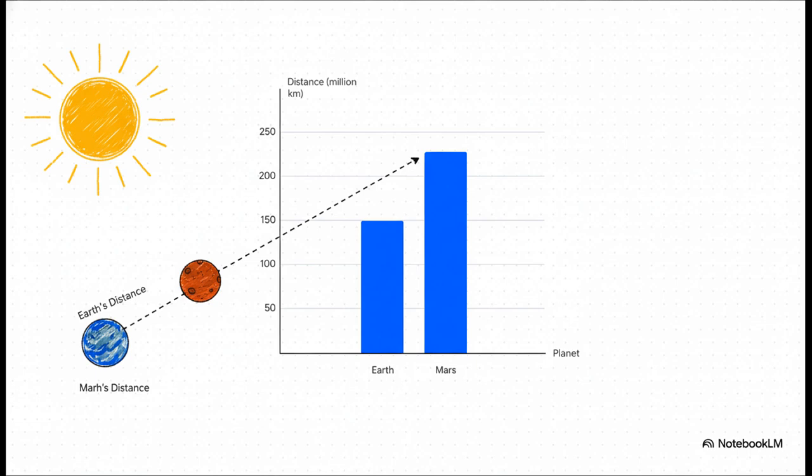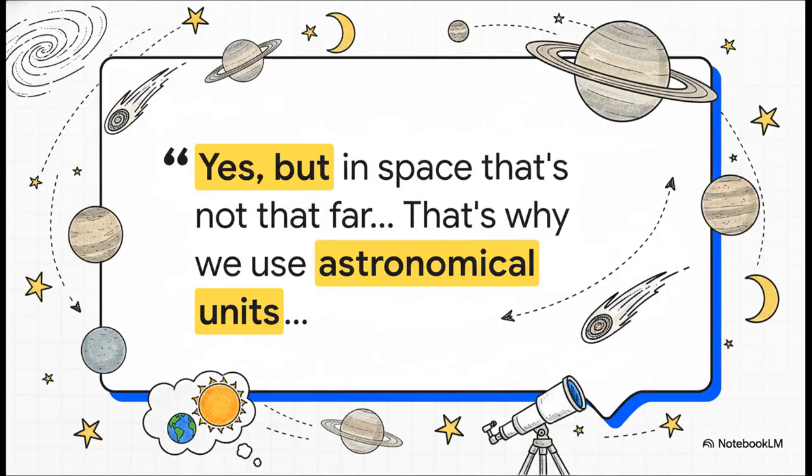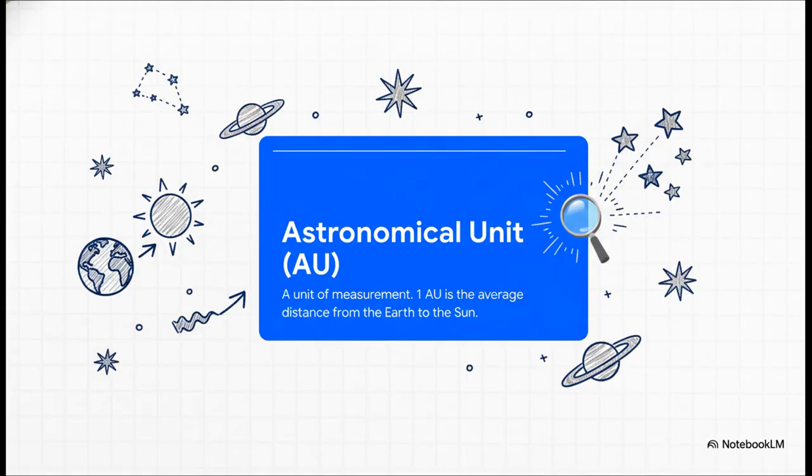See? The chart clearly shows Mars is way further from the sun. But wait, the other speaker comes back with a whole new way to look at it. So an astronomical unit, or AU, it totally changes how we think about these huge distances.